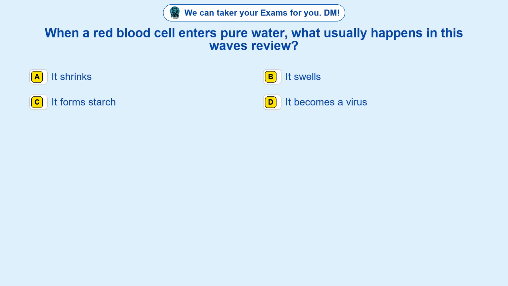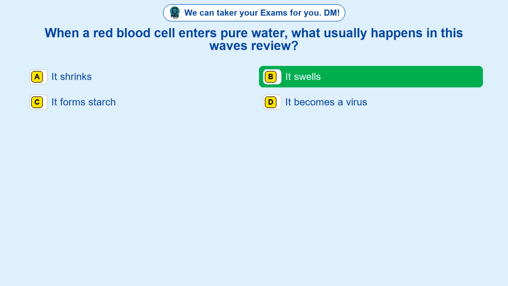Question 8. When a red blood cell enters pure water, what usually happens in this waves review? Option A, it shrinks. Option B, it swells. Option C, it forms starch. Option D, it becomes a virus. The correct answer is option B, it swells.